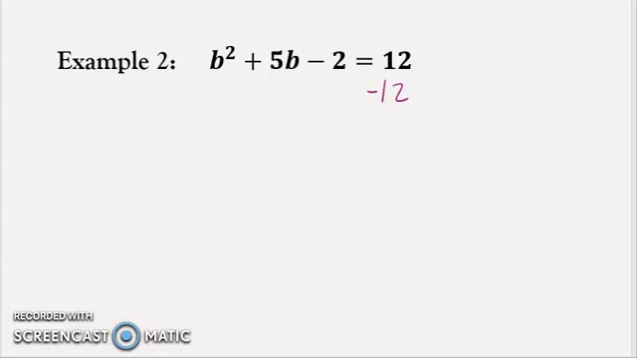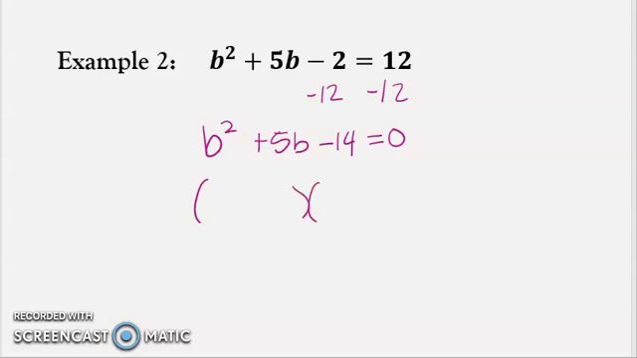Well, where am I going to put it? Am I going to put it underneath this b squared, the b, or the constant? And the answer is we're going to put it underneath that constant because these are like terms. So the b squared comes down, the plus 5b is right here, and then negative 2 minus 12 is negative 14 equals 0. So that's perfect. That's step 1 equals 0. Step 2 is to factor. So we put our parentheses.